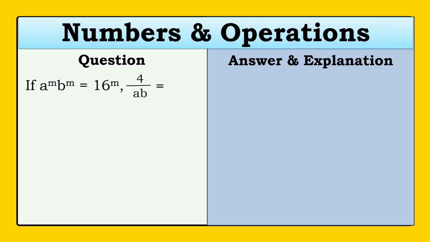If a to the m times b to the m is equal to 16 to the m, 4 over ab is equal to blank.